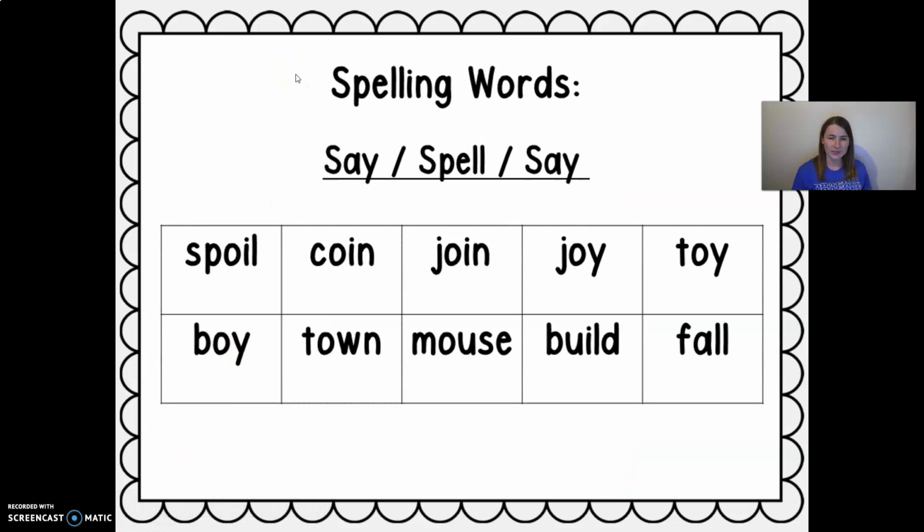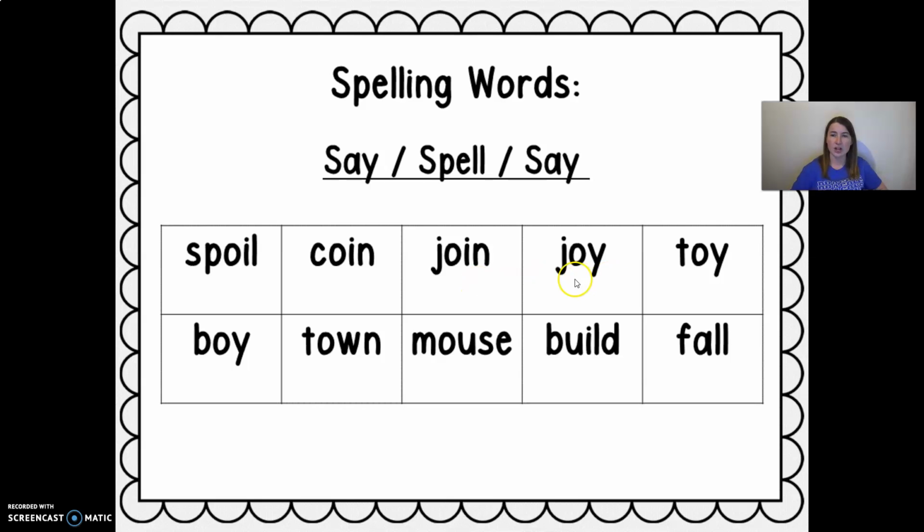Alright, let's spell say, okay? This word was spoil. S-P-O-I-L. S-P-O-I-L. Spoil. Coin. C-O-I-N. Coin. Join. Join with me. Are you ready? J-O-I-N. Join.